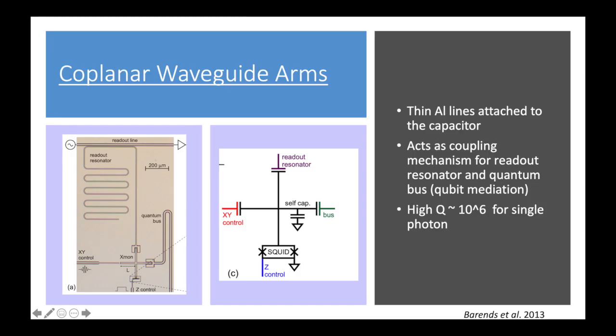The other important components on the north and east arm of the Xmon are the coplanar waveguides, which are thin aluminum wires that connect coupling capacitors to the readout resonator and quantum bus for mediating coupling between other qubits. These waveguides in particular exhibit a high Q of 10 to the 6th for single photon excitations.